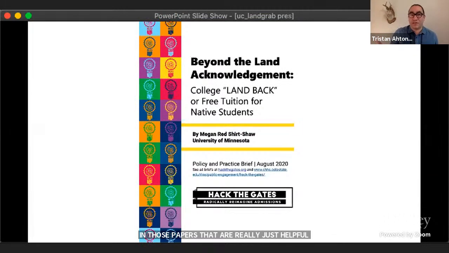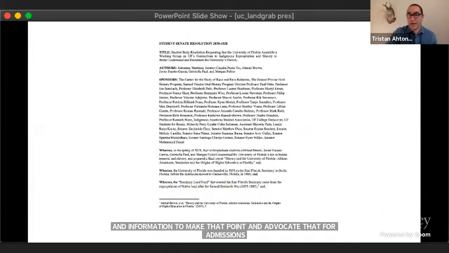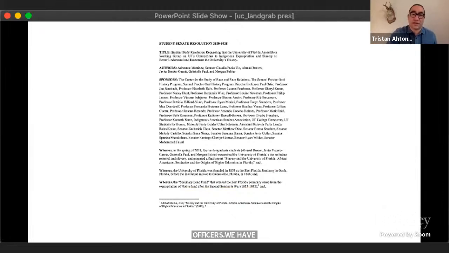We've also seen the data being used to advocate even for free tuition for Native students and the return of land and resources. This policy brief by Megan Redshirt Shaw for Hack the Gates went out earlier this summer as well, and uses a lot of our data to make that point and advocate for it to admissions officers. We have also seen at the University of Florida, the Student Senate has introduced a resolution to establish a working group to explore the impacts of this story.